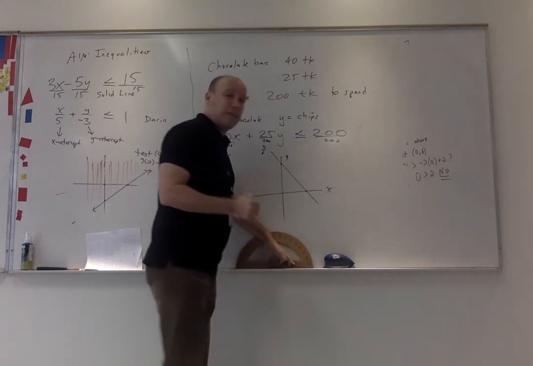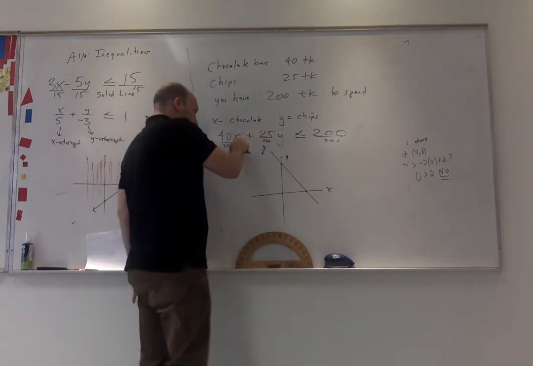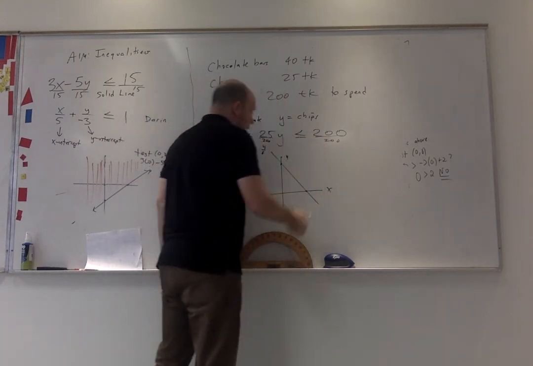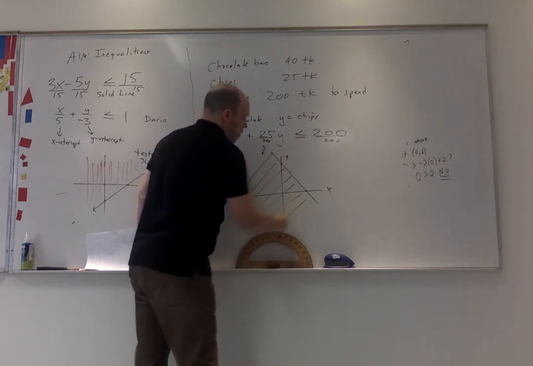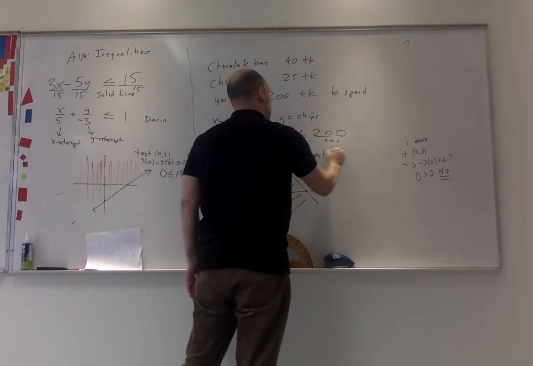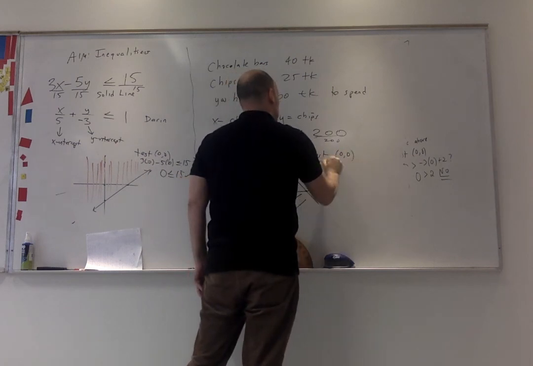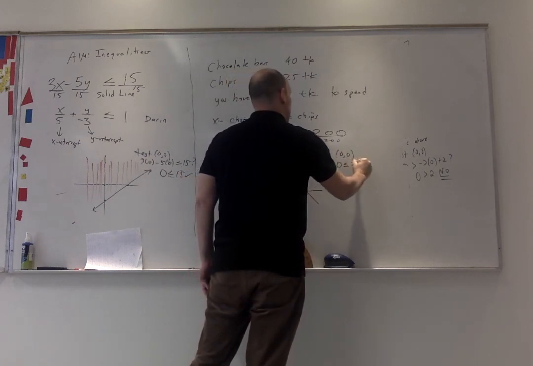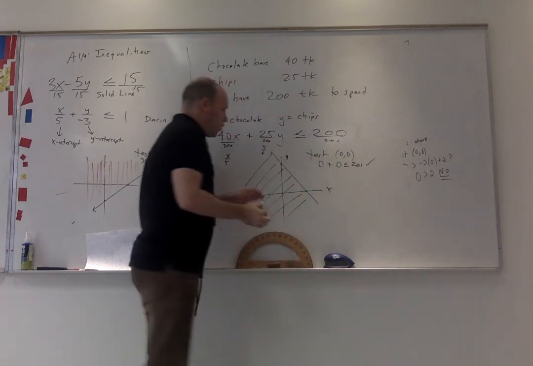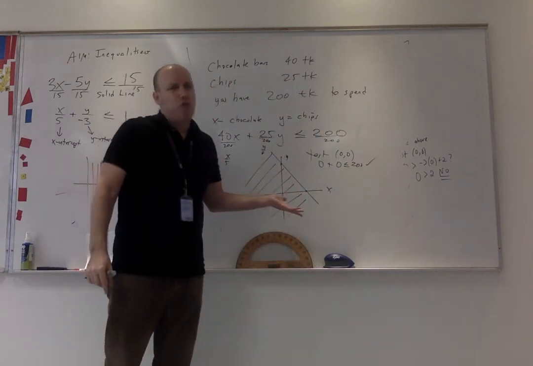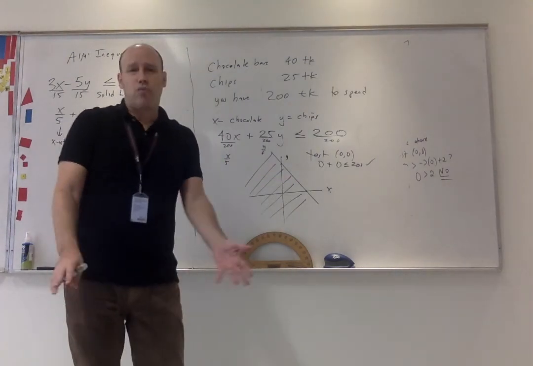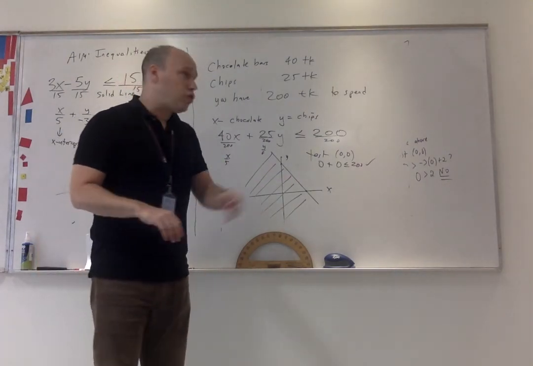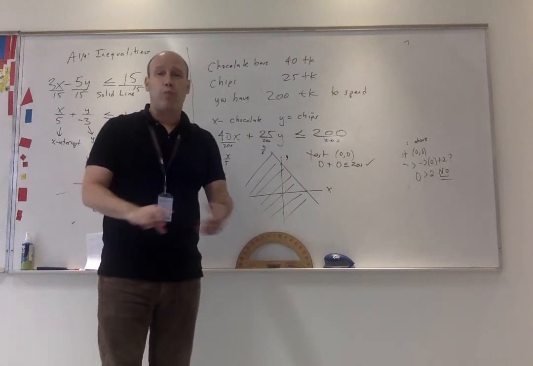And then I'm going to test 0, 0. 0 plus 0 is less than 200, and I shade everything, right? So once again, test 0, 0. 0 plus 0 is less than or equal to 200. So 0, 0 gets the shade. But there's one issue here. I want you to think about it. What's wrong with this graph? It looks right, but this is a real world problem.